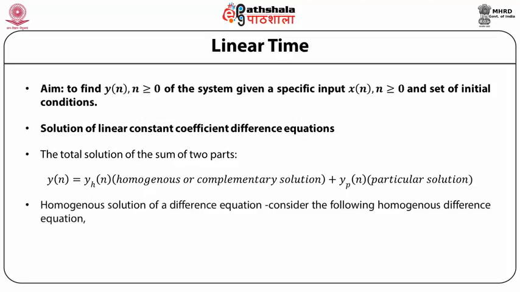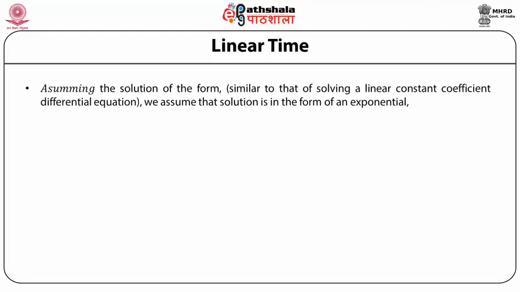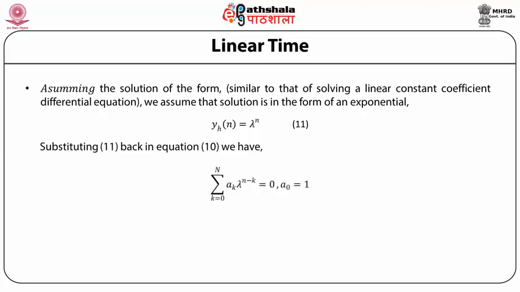For the homogeneous solution of a difference equation, we consider the following homogeneous difference equation: summation over k equal to 0 to N of a_k y(n minus k) equal to 0. Assuming a solution similar to that of solving a linear constant coefficient differential equation, we assume the solution is in the form of an exponential, that is y_h(n) equal to lambda to the power n, which is equation 11. Substituting this back in equation 10, we have summation over k equal to 0 to capital N of a_k lambda to the power n minus k equal to 0.